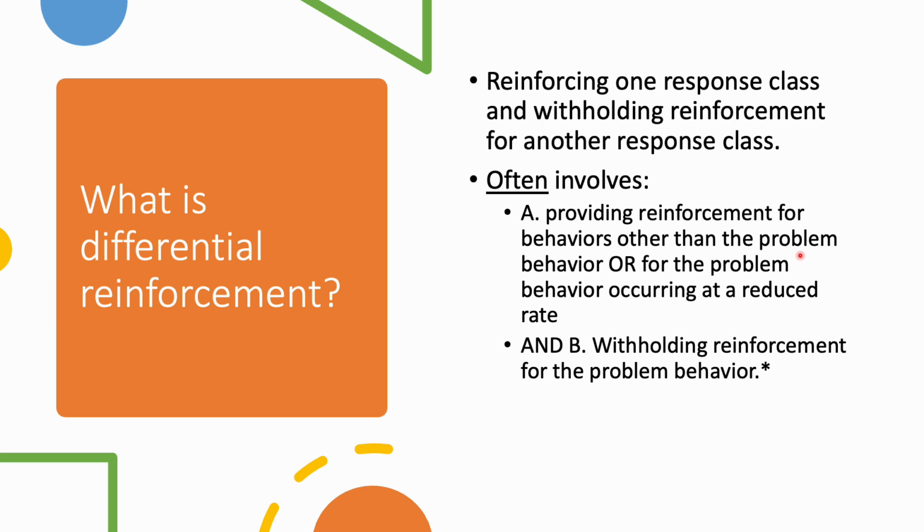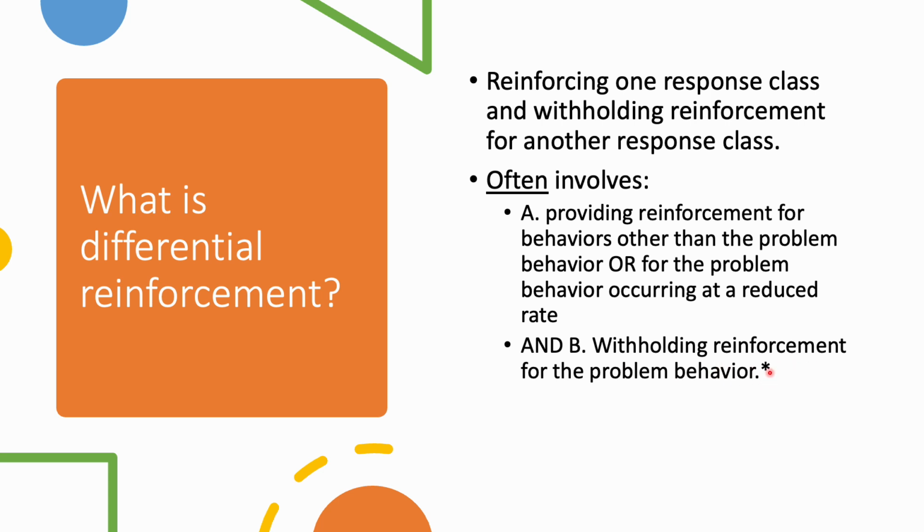Or, when you are providing reinforcement for the problem behavior occurring at a reduced rate. We'll discuss what that looks like. This is the first component of differential reinforcement. And then the second component is this: we withhold reinforcement for the problem behavior.